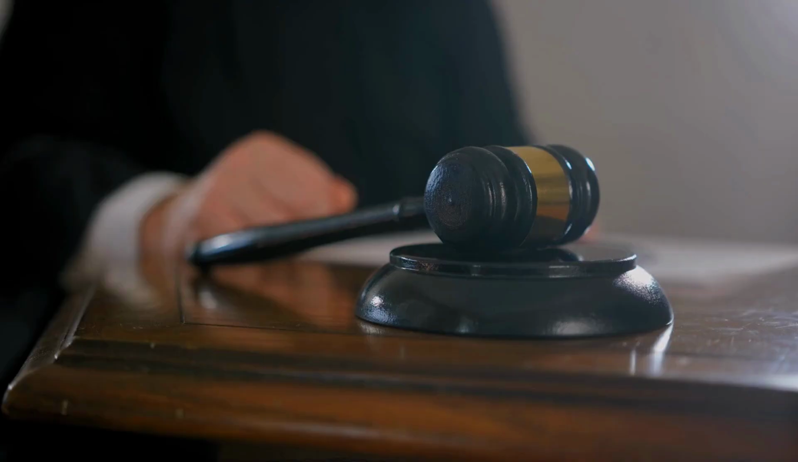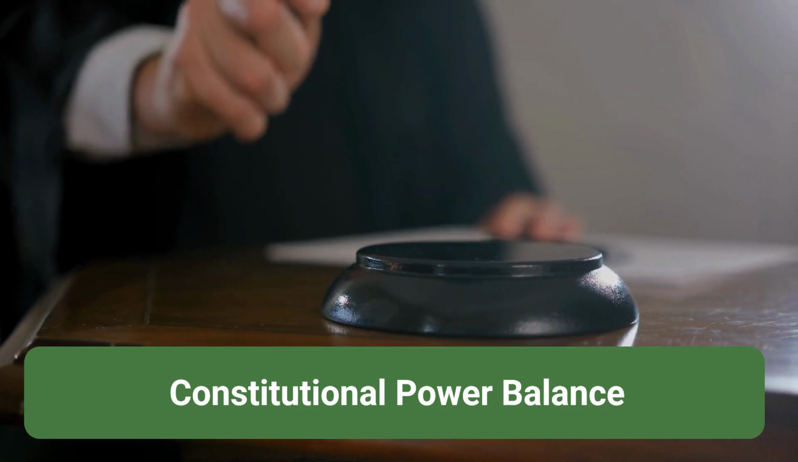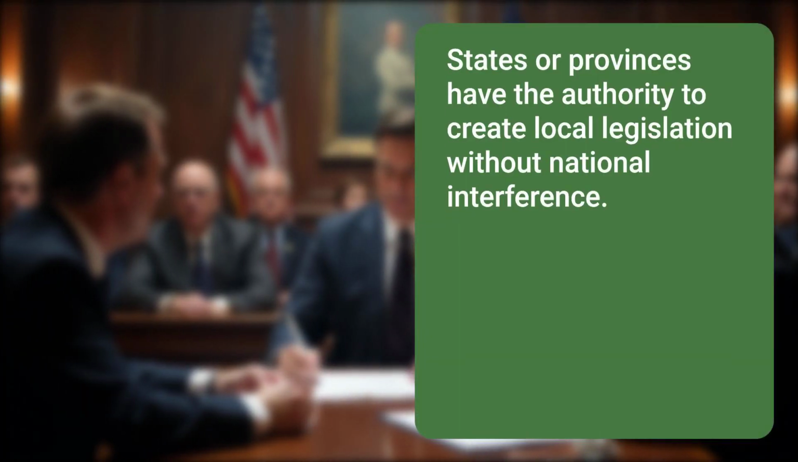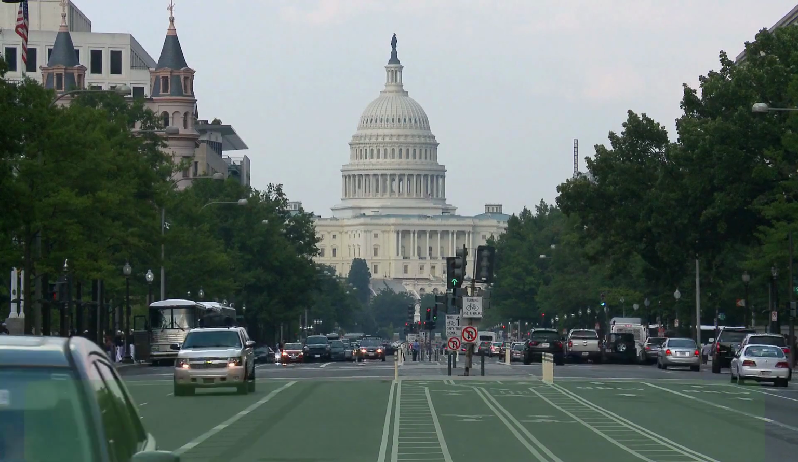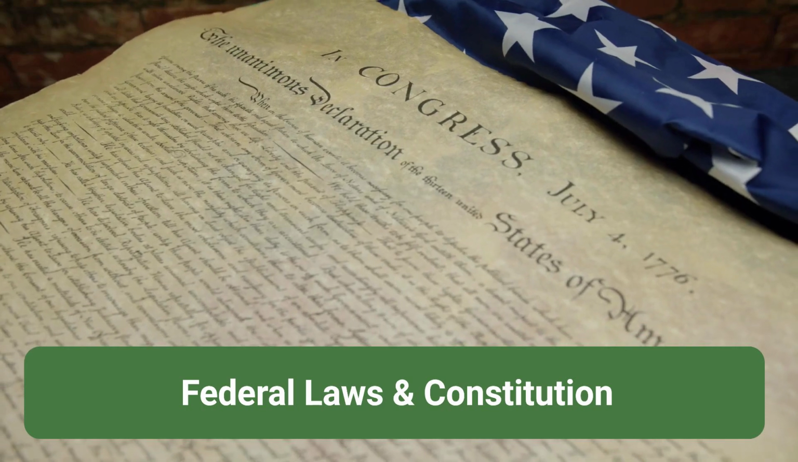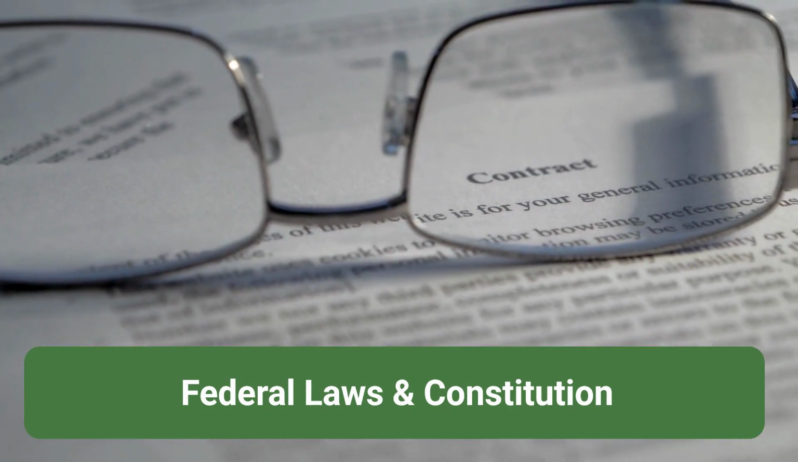Sovereignty implications: constitutional provisions prevent either government from unilaterally altering its powers. States or provinces have the authority to create local legislation without national interference. Laws enacted at the federal level must align with existing constitutional principles to ensure national cohesion.